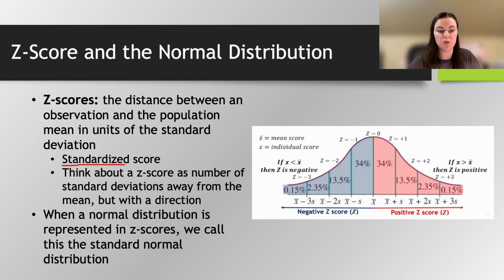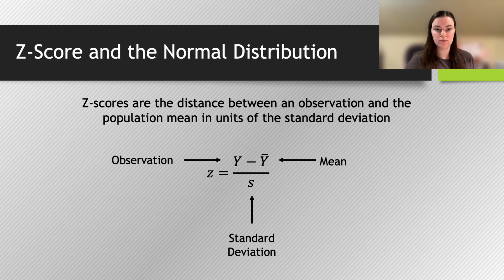When a normal distribution is represented in z-scores, we call that the standard normal distribution. And so that's bringing together all of the concepts that we've talked about thus far. Let's talk about how we would actually calculate these. Here is the formula to calculate a z-score. And as a reminder, that z-score is the distance between an observation and the population mean in units of the standard deviation. So again, it's going to tell us how far above or below the mean we are.